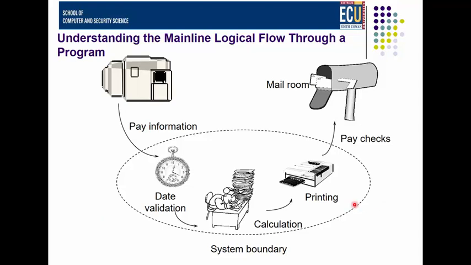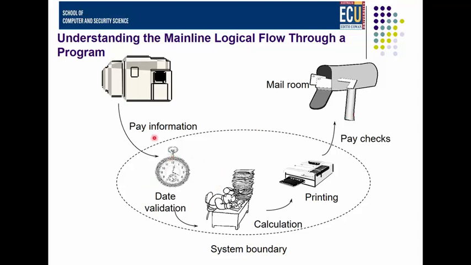System boundary is very critical. As a developer, when you are trying to identify the mainline flow of your application, you are trying to define the system boundary. What would be the input to the system? For example, this is a simple payroll system where pay information will come. Your software needs to validate the data, do some calculation, print the invoices, and they will be posted to the user. So this is a business scenario, and this is a system boundary.